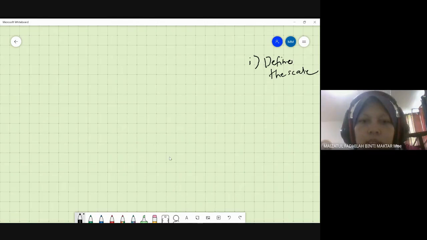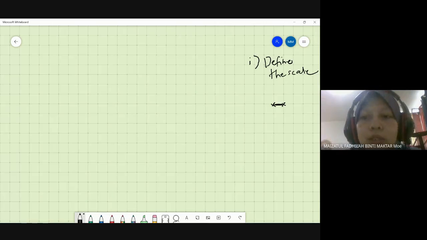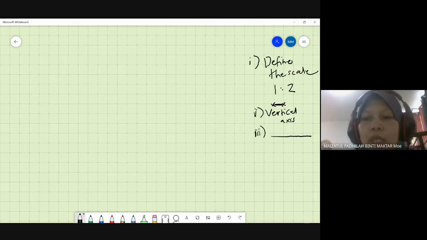Alright, so from this one, define the scale first. You can see one square. What unit do you want to use between this point and this point? Do not use a very small scale and do not use too large a scale. After you define, maybe one square is 2 units. Then define the vertical axis: it is frequency.